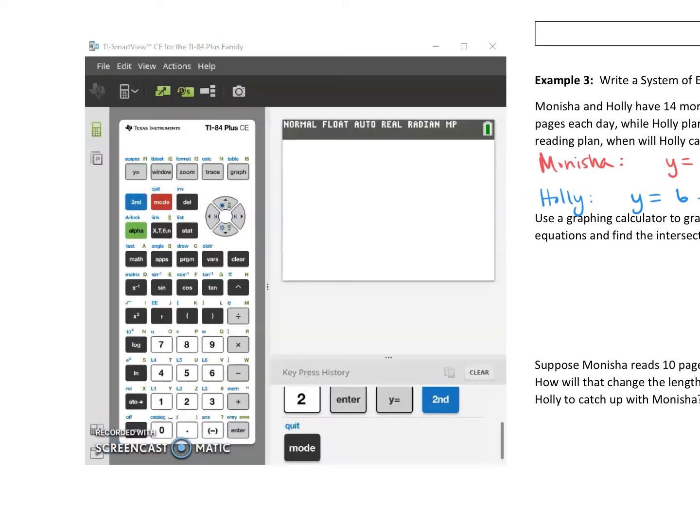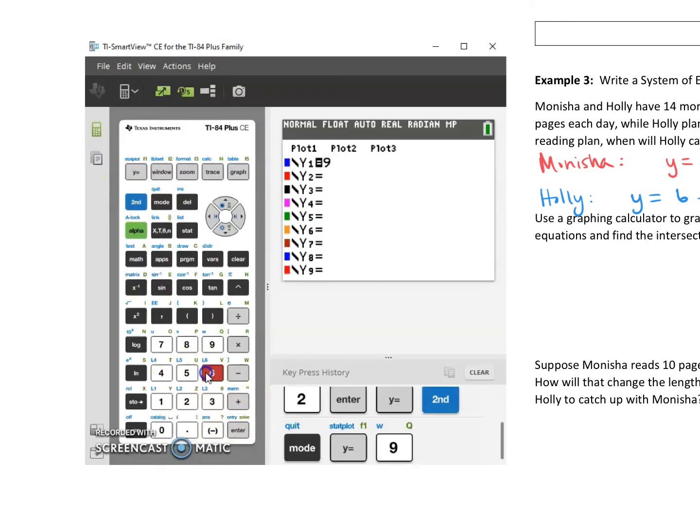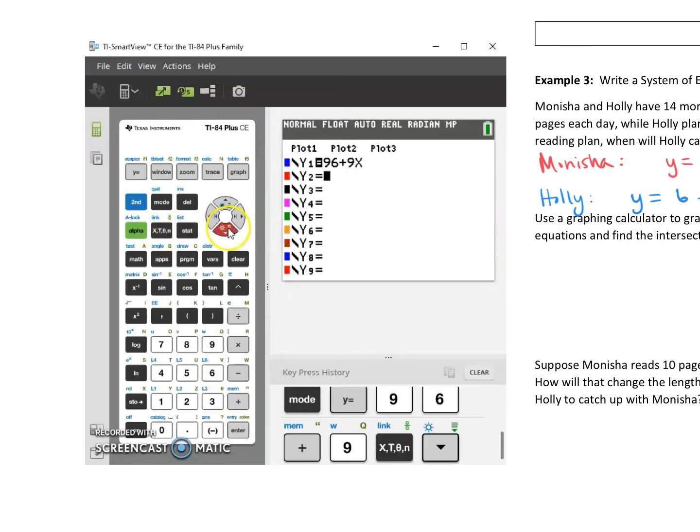All right, so here we have our graphing calculator. Remember to graph an equation, we're going to go to our y equals. So I'm going to hit y equals. I'm going to type in our first equation for Monisha. Y equals 96 plus 9x. So 9, remember the x is this X,T,theta,n button. I'm going to arrow down to type in Holly's equation. Y equals 6 plus 20x.